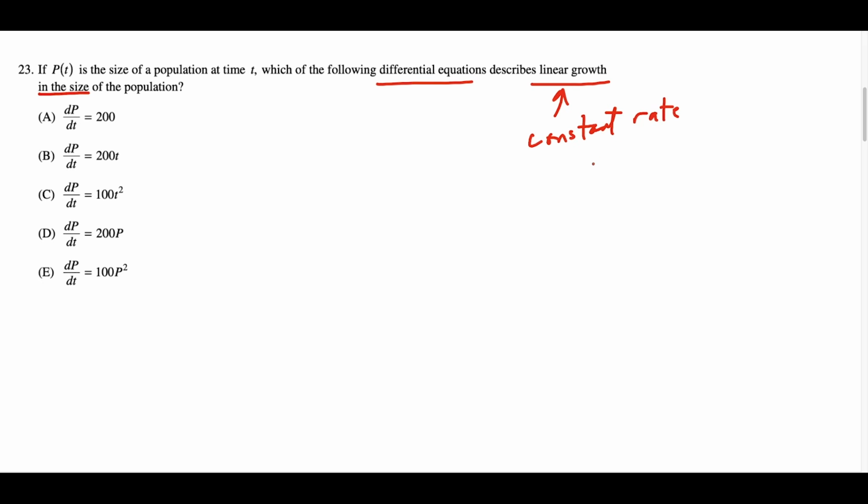You think about any line that you could draw, and if you're drawing a line, the slope doesn't change. The slope is constant. So you're looking for a slope or a derivative that is constant and doesn't change at all. And the only one here that's constant is choice A, a slope of 200. And this is just a constant 200. Notice for this choice, it's dependent upon the variable t. This one is also dependent upon the variable t. And then the last two choices are dependent upon the population at any given time.